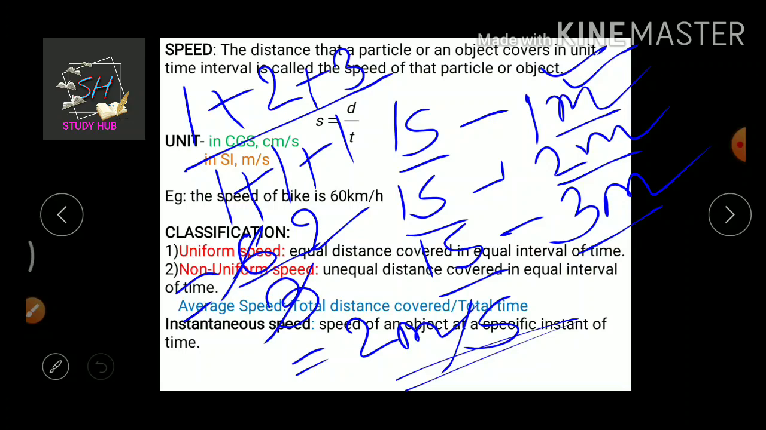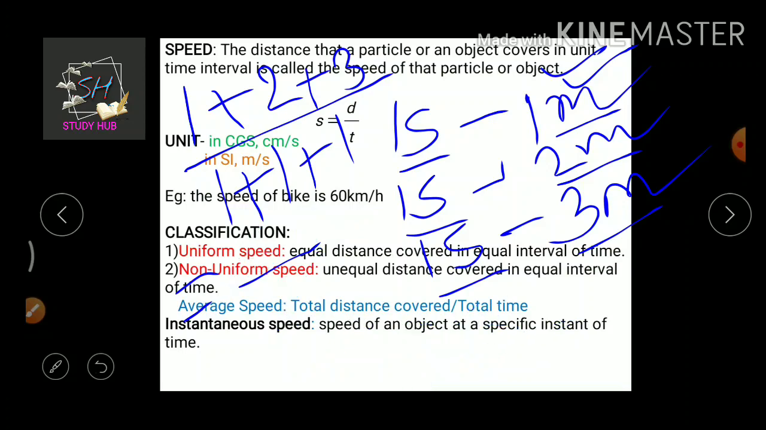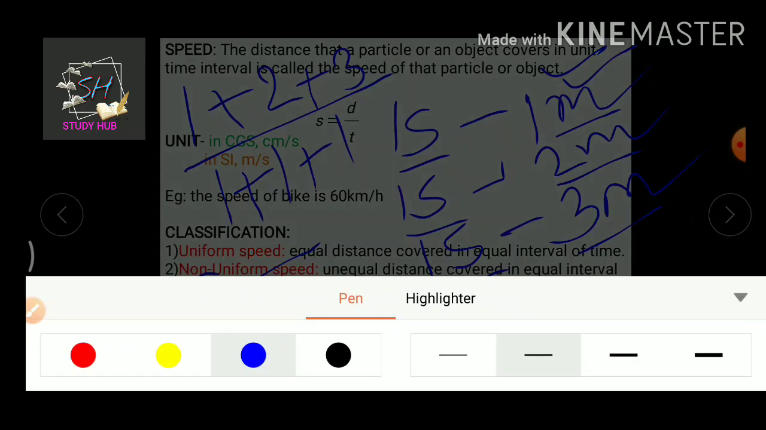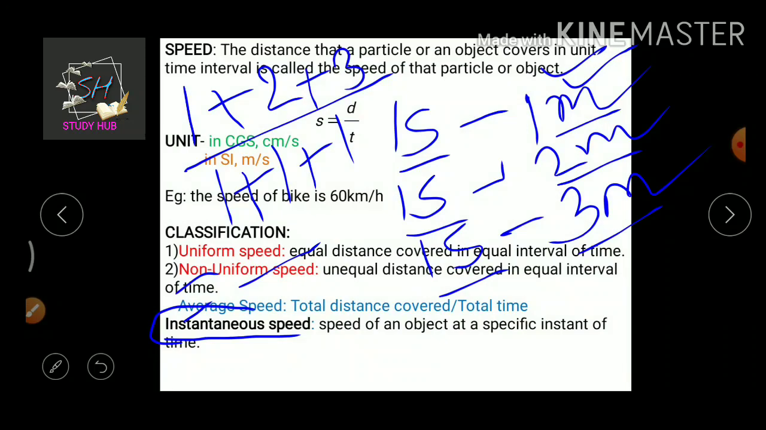So next we have instantaneous speed. Now what is instantaneous speed? As you can see here, there is a word instant in instantaneous. Instant means a moment of time. That means the speed of an object at a specific moment of time, or specific instant of time, is known as instantaneous speed.